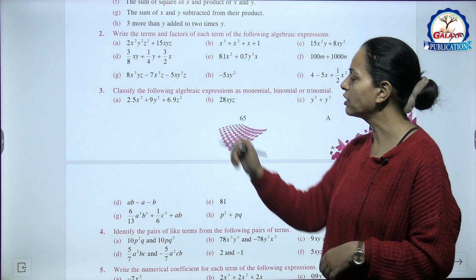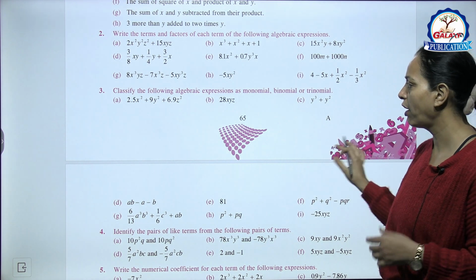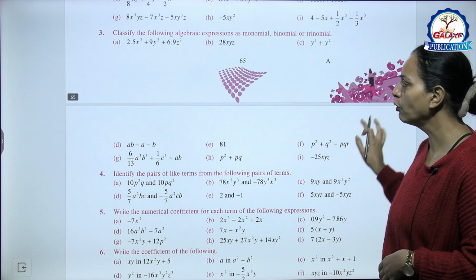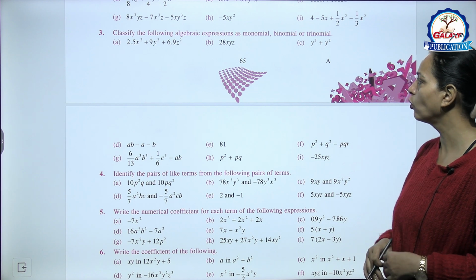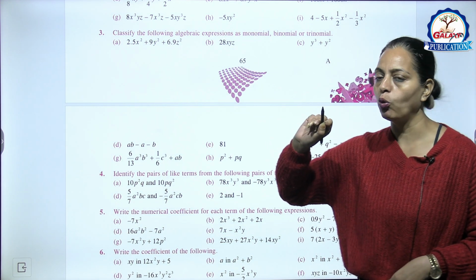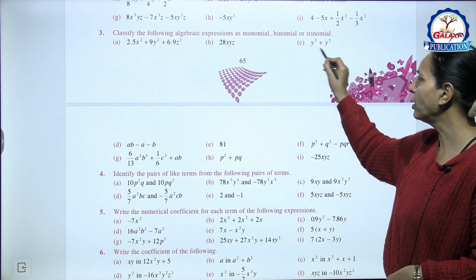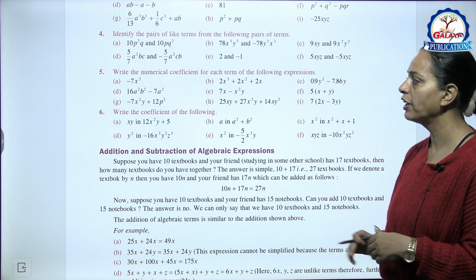Question number 2, write the terms and factors of each term of the following expressions. So you can try this one on your own. The third one, classify the following algebraic expressions as monomial, binomial or trinomial. Like B part, this is monomial. C part, how many terms? 2 terms, this is binomial. Similarly, you can try remaining parts.